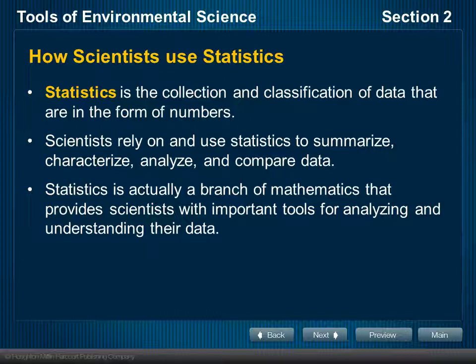Scientists need to be familiar with this math because at the research level, they will be using the tools of statistics to analyze and understand their data, and not only to analyze and understand it themselves, but to report it in statistical terms to other scientists who will then analyze it and understand it in terms of the stats that are used.